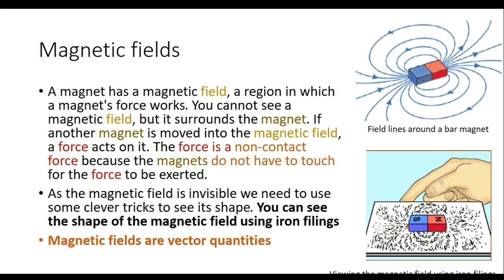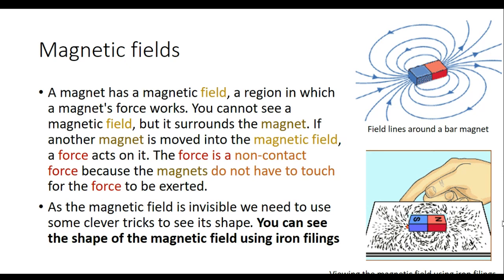As well as these other similarities, magnetic fields are also vector quantities. So remember that electric fields are vector quantities. So are magnetic fields. Even though the magnetic field is invisible, we can do things in order to see what it looks like. So for example, you can see in the diagram that they have used iron filings around a bar magnet to be able to see the magnetic field lines, the way the magnetic field goes.